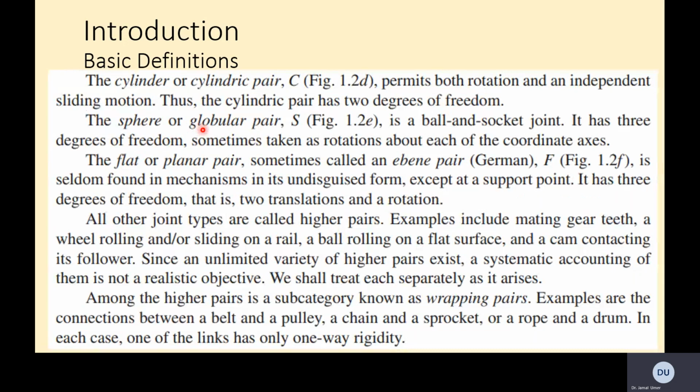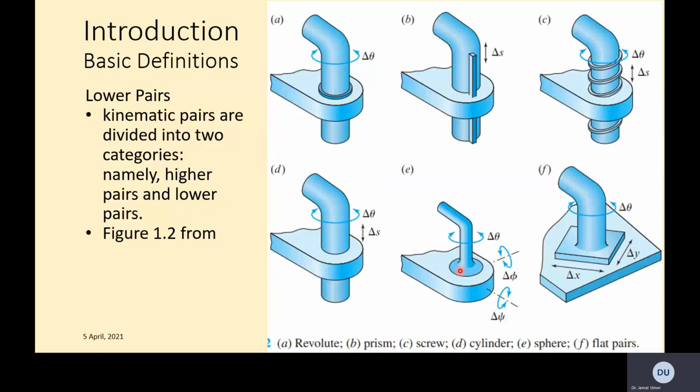The sphere or globular pair, represented by capital S, is a ball and socket joint. This is a very famous joint. We have one in the car as well, a ball and socket joint. It has 3 degrees of freedom, sometimes taken as rotation about each of the coordinate axes. So you see this ball sitting in the socket. If this is the X axis, this is the Y axis, this is the Z axis, it is rotating along each axis: along X, along Y, along Z direction.